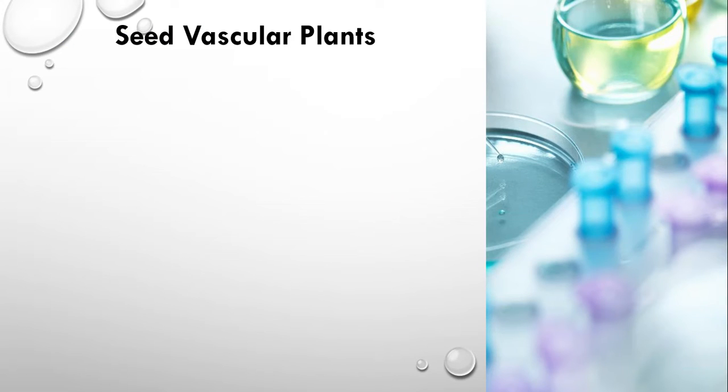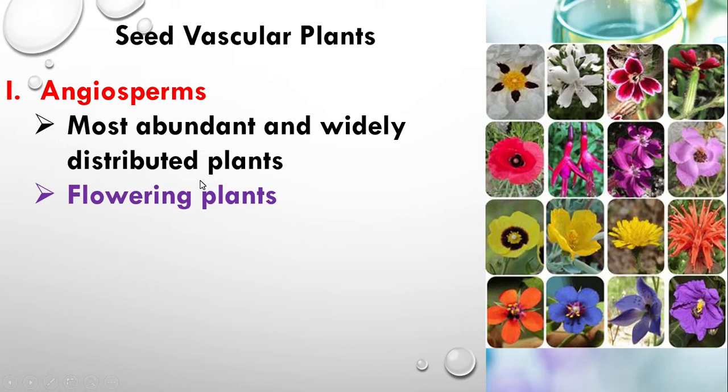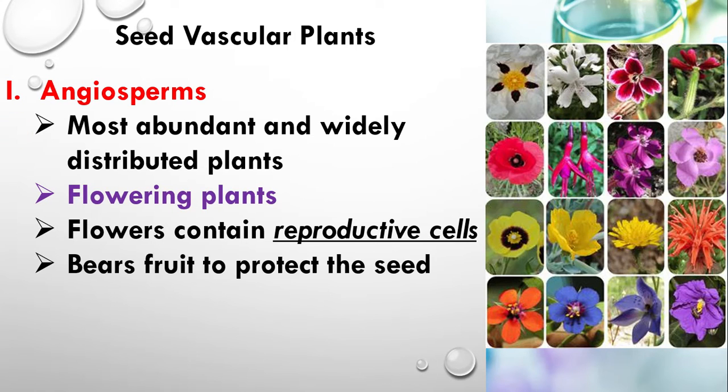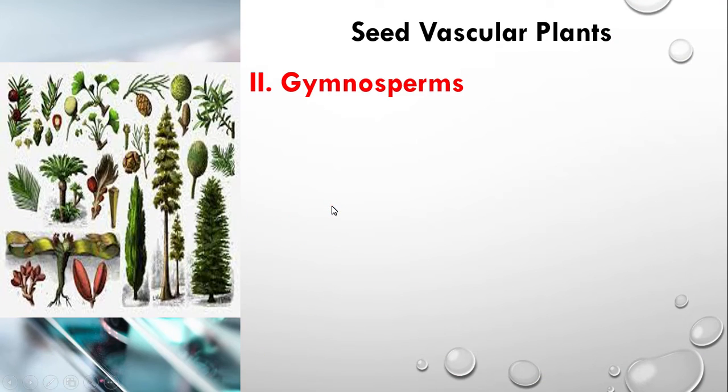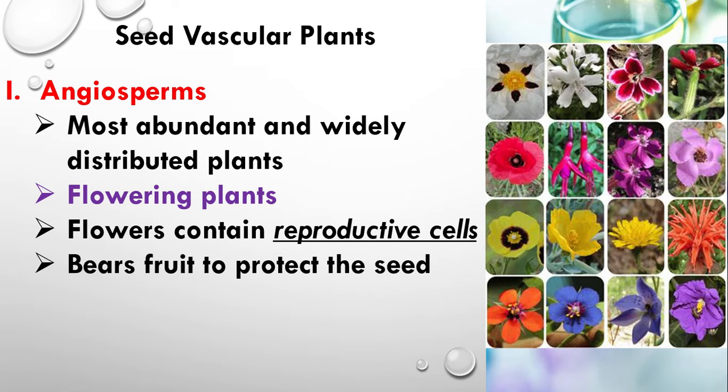Seed vascular plants, as I said earlier, are of two types, Angiosperms and Gymnosperms. Let's talk first about Angiosperms. Angiosperms are the most abundant and widely distributed plants. They are flowering plants, with reproductive cells found in the flowers. Angiosperms also bear fruit, which protects the seed. So again, angiosperms are flowering plants, and they have a fruit that protects their seed.